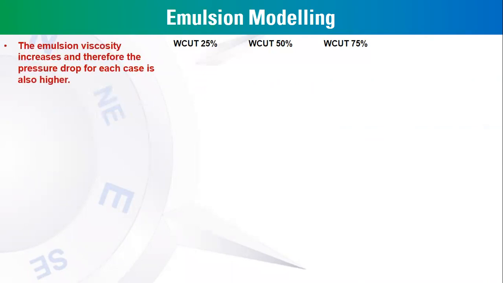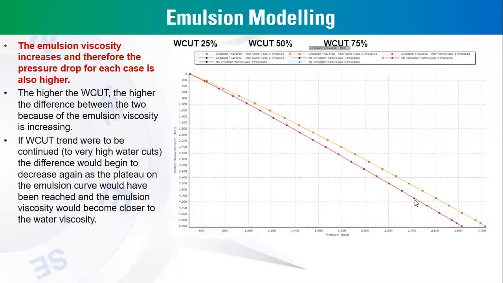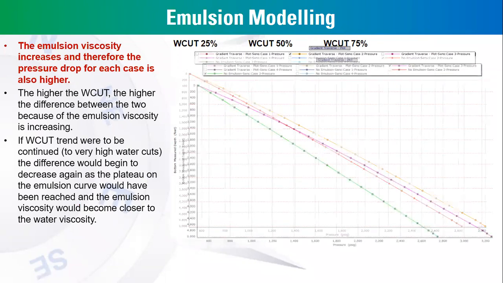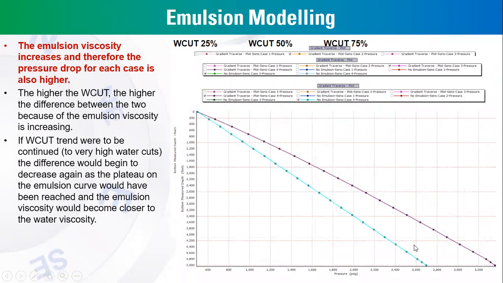But if we have scenarios where the water cut is 25%, this will be the difference between the base case and the case of 25% water cut. And this is the case of 50% water cut, and this one we have 75% water cut. So as you can see, as the water cut increases, you will have a higher difference between the two cases, due to the emulsion viscosity increasing with the increasing water cut.